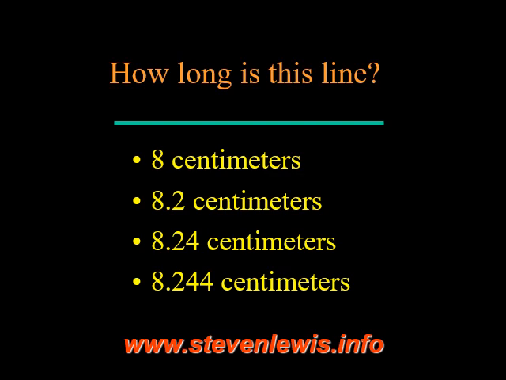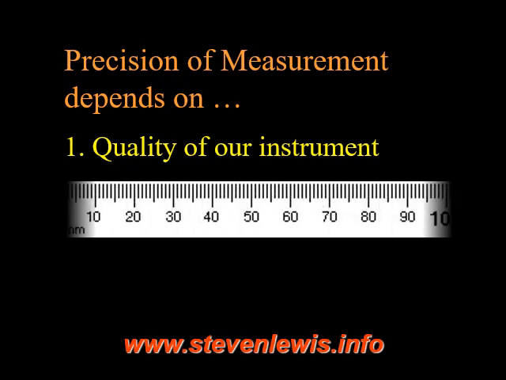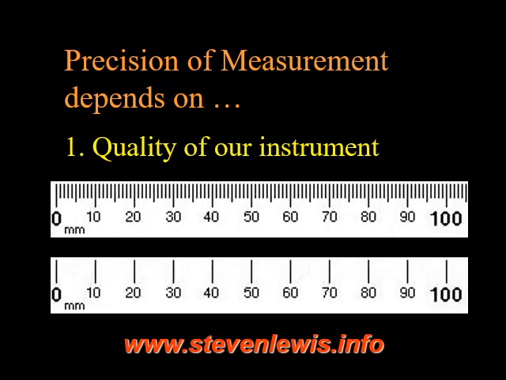We were able to extract more detail with our fourth ruler because it was divided into more gradations. The level of detail in a measurement will depend in part upon the quality of our instrument. Notice there are two rulers here. Both rulers are marked in millimeters. However, the top ruler is marked in 1 millimeter increments, whereas the bottom ruler is marked only in 10 millimeter increments. Because there's more gradations in the top ruler, we can get more detail and significant digits out of a measurement with the top ruler than with the bottom ruler.